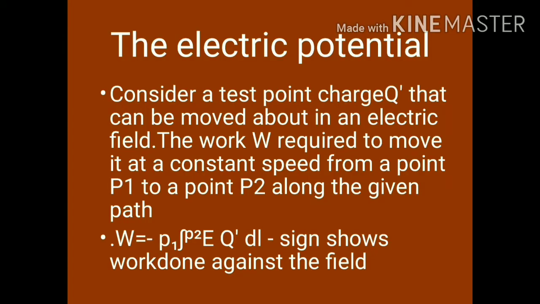Electric potential. Consider a test point charge q dash that can be moved about in an electric field. The work W required to move it at a constant speed from a point P1 to a point P2 along the given path is W equals minus the integral from P1 to P2 of E q dash dl. The minus sign shows work done against the field.